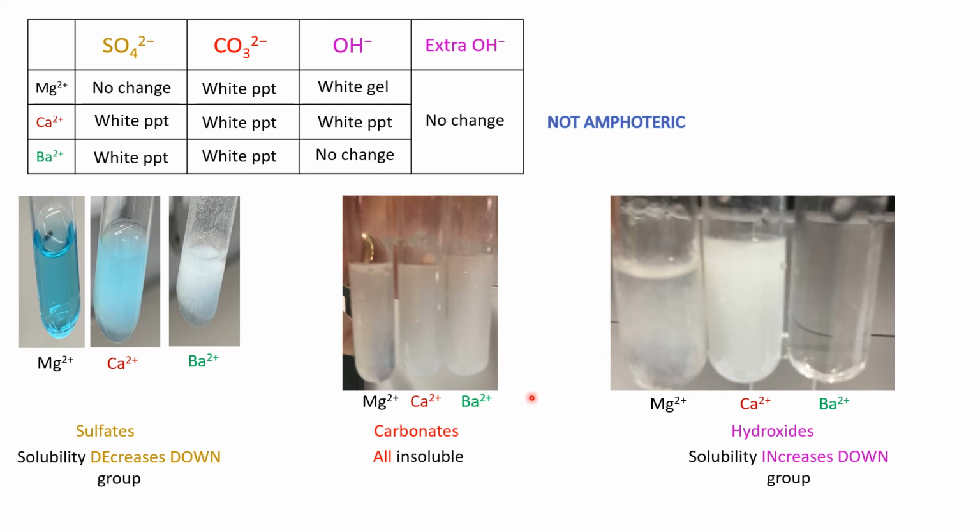So as far as the group 2 alkaline earth metals, we're interested in sulfates. Sulfates become less soluble as you go down the group. Magnesium sulfate is soluble, calcium and barium not. We're interested in the carbonates, all of which are insoluble, although again the solubility decreases as you go down the group, or the insolubility increases, however you like to say it. And then finally, the hydroxides, where the order is flipped. Barium hydroxide is soluble, calcium and magnesium hydroxide are insoluble.